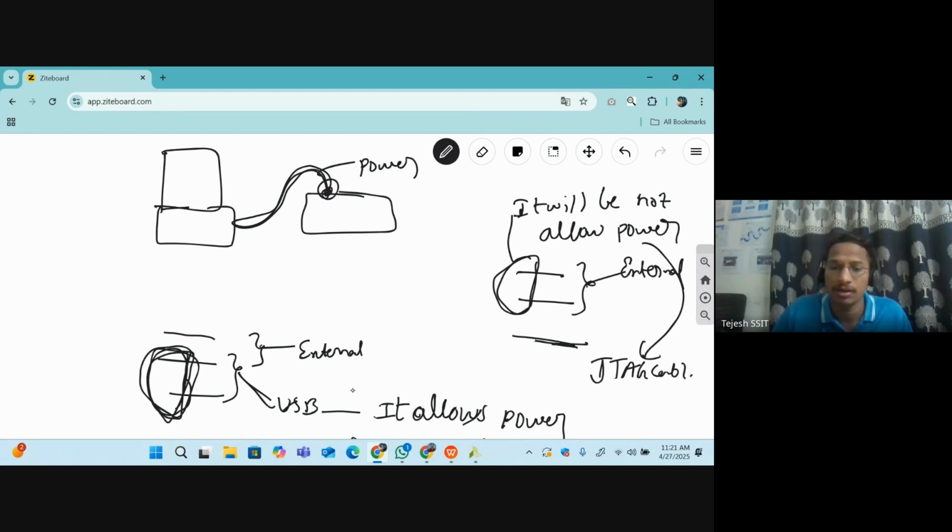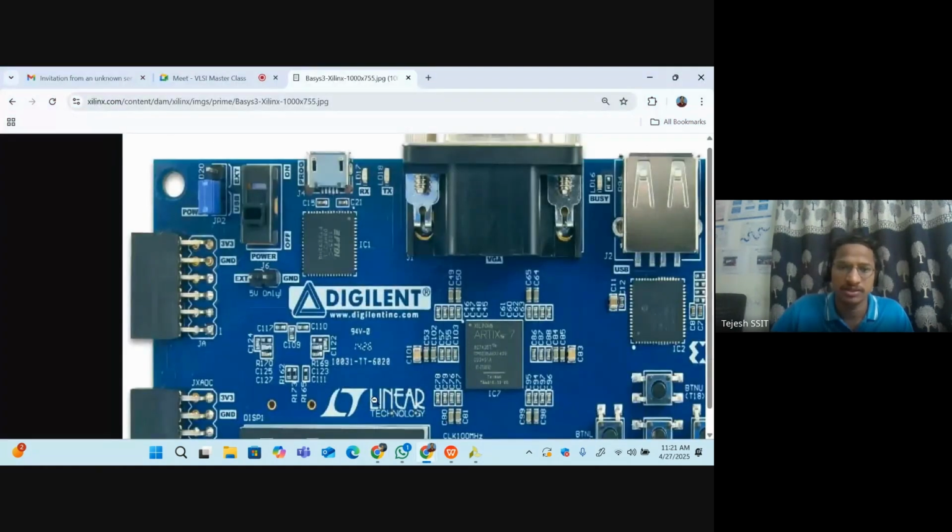Here we can connect the USB. It will allow the power using the JTAG cable. That JTAG cable means this one. This is the JTAG cable. Don't worry. JTAG cable means it's a wire. You can connect this wire.